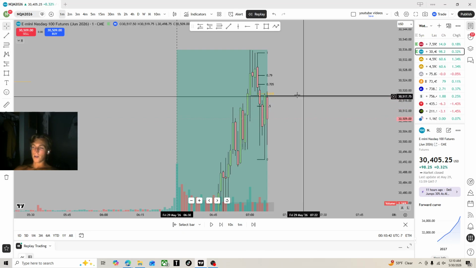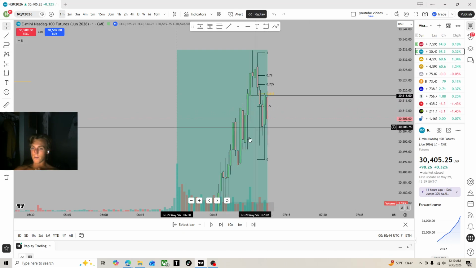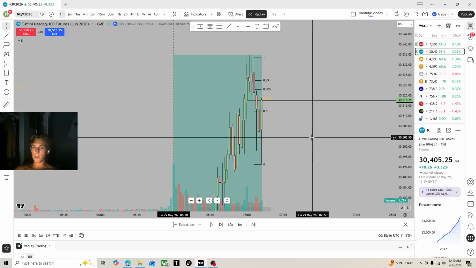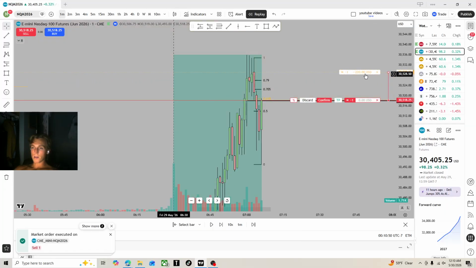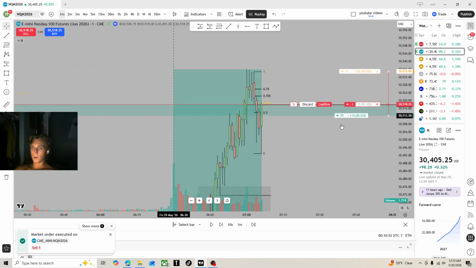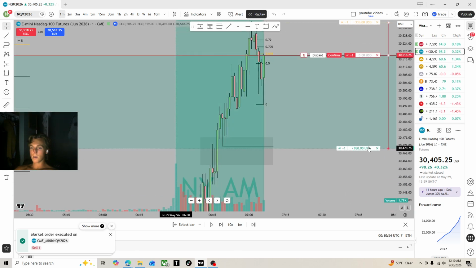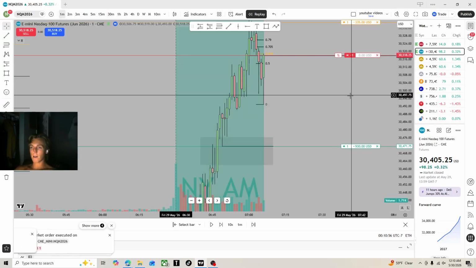And my entry, if you saw my story, was off of the close. It was basically the close of this candle. And stop loss at this high, because we don't want to see that fib range get broken. Take profit inside of that 5 minute.